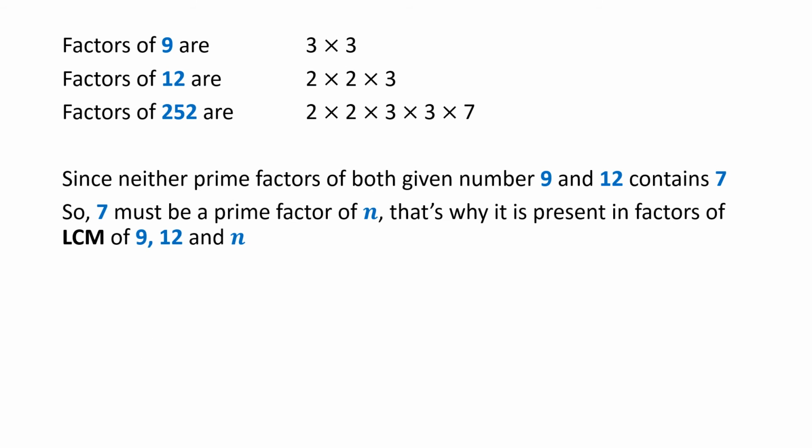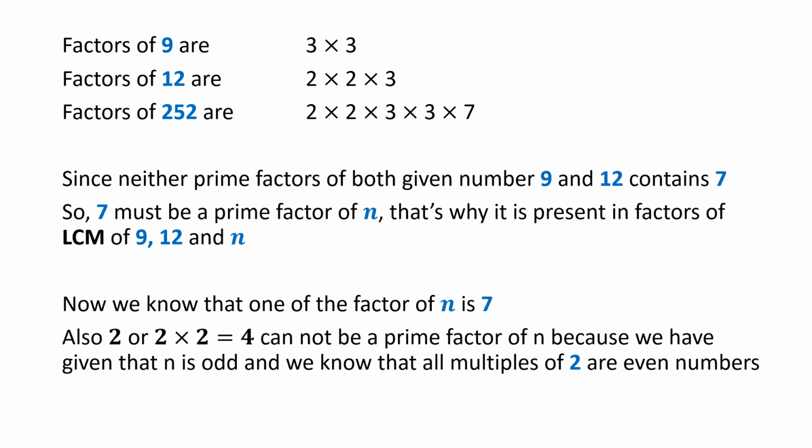Since neither 9 nor 12 contains 7 as a prime factor, 7 must be a prime factor of n, which is why it is present in the factors of the LCM of 9, 12, and n. Now we know that one of the factors of n is 7. Also, 2 or 4 cannot be a factor of n, because we are given that n is odd, and we know that all multiples of 2 are even numbers.